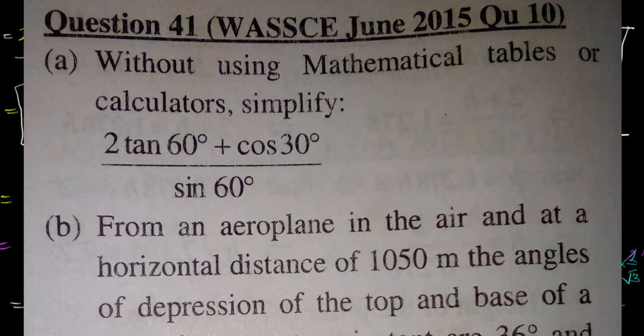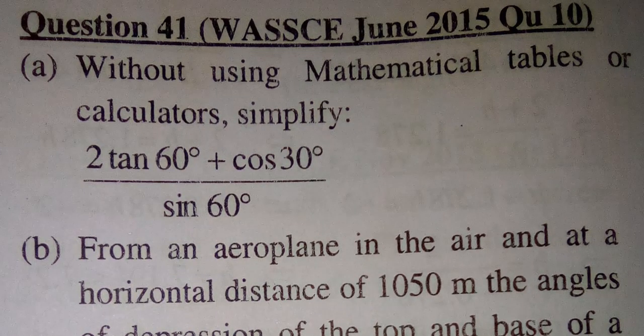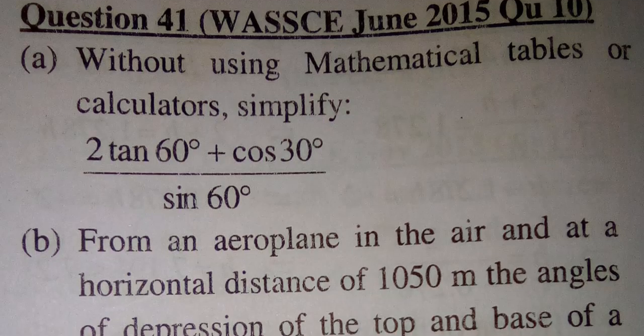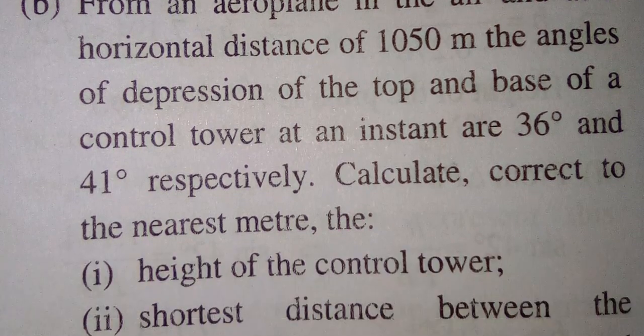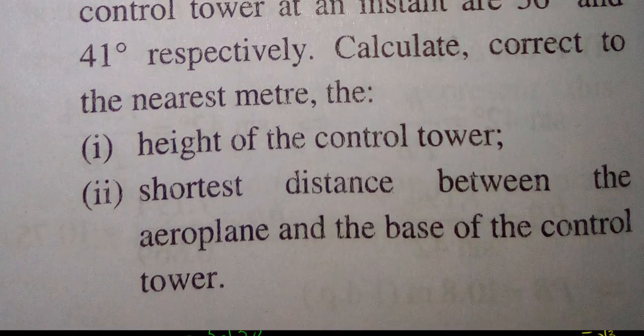The 10A reads: without using mathematical tables or calculators, simplify (2 tan 60 degrees plus cos 30 degrees) all divided by 60. So that is the question that we are going to solve, and after that we go to the B. So let us see how we solve such a question. Now that is under a topic called trigonometry.